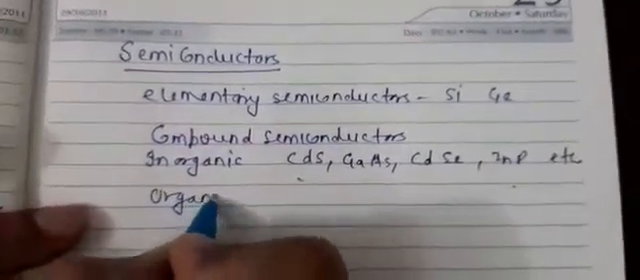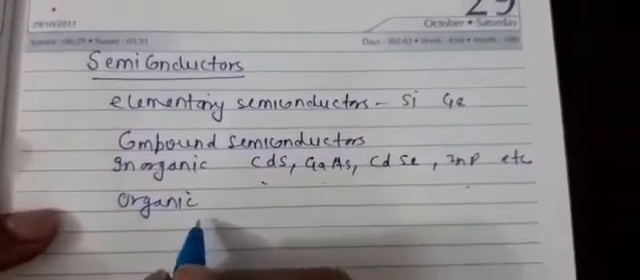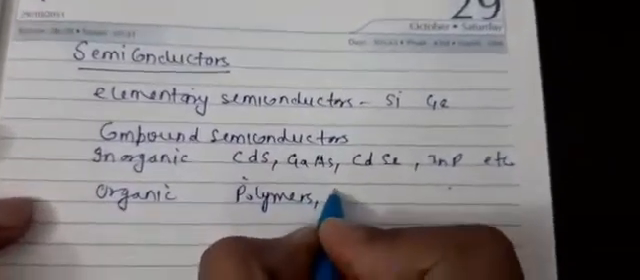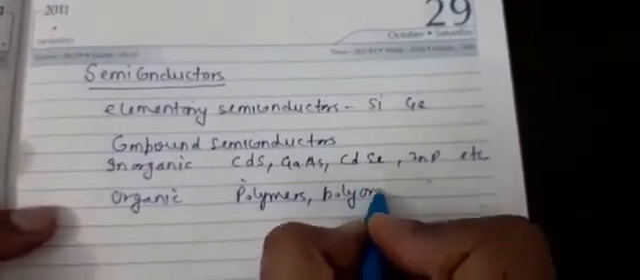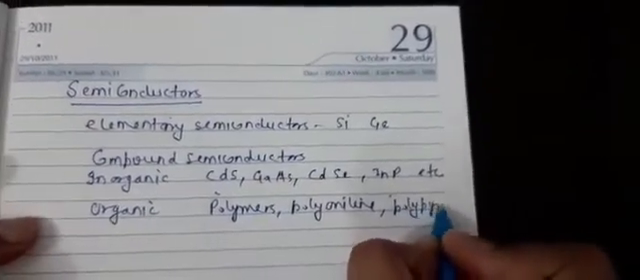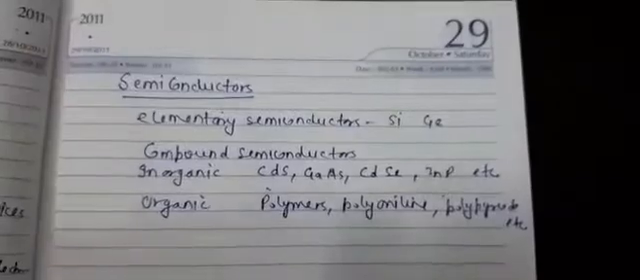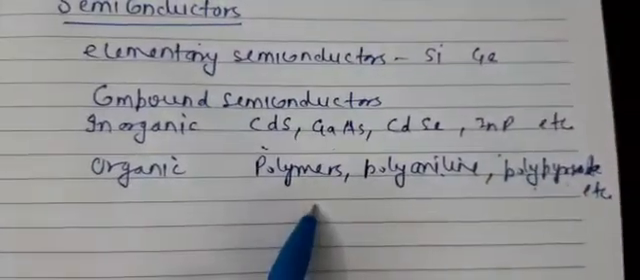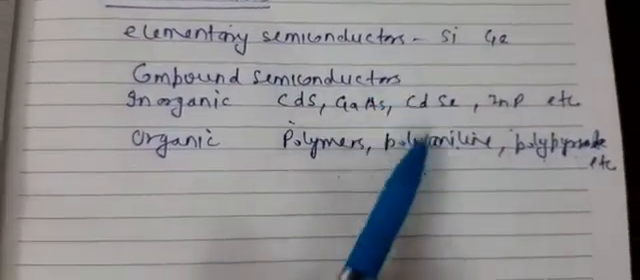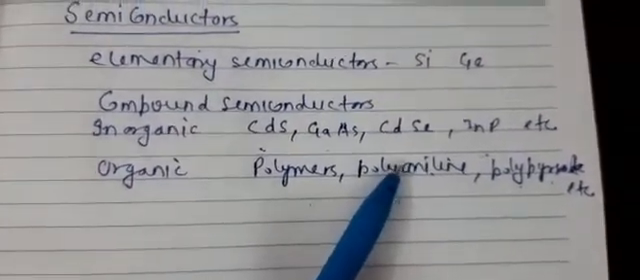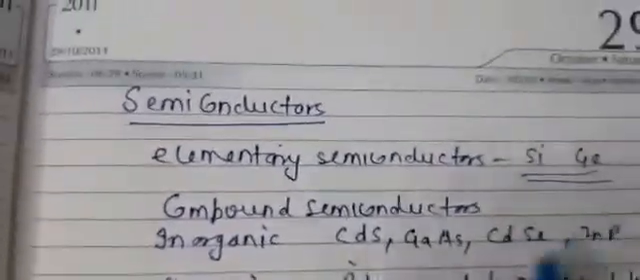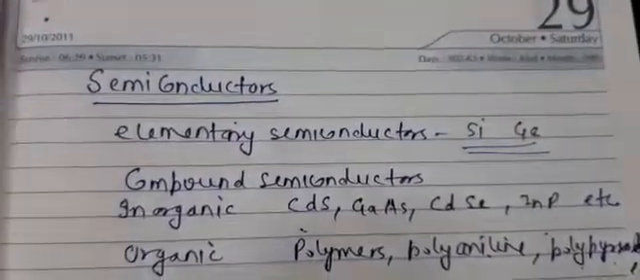Whereas organic semiconductors, that is, the compound examples we are taking, can be polymers, polyaniline and polypyrrole, etc. These are the terms which maybe you have studied in chemistry also. Our purpose is not to discuss this except as an example. We will study basic elementary semiconductors and the concepts related to them.